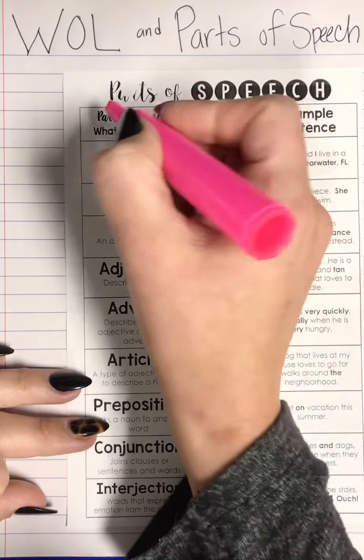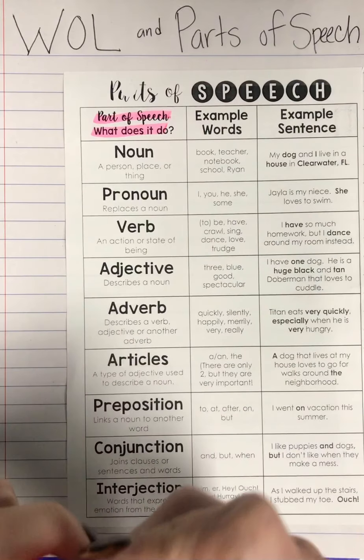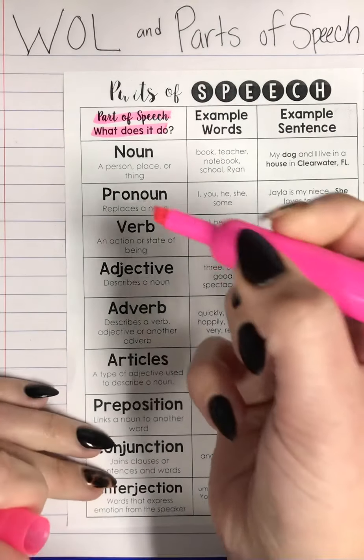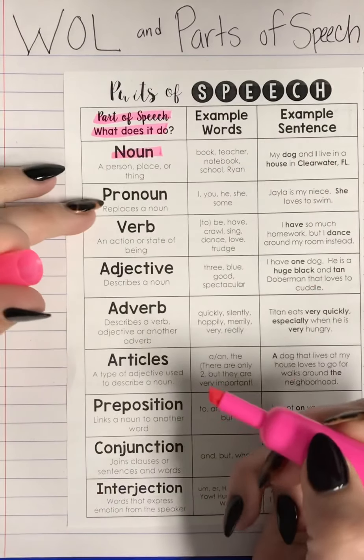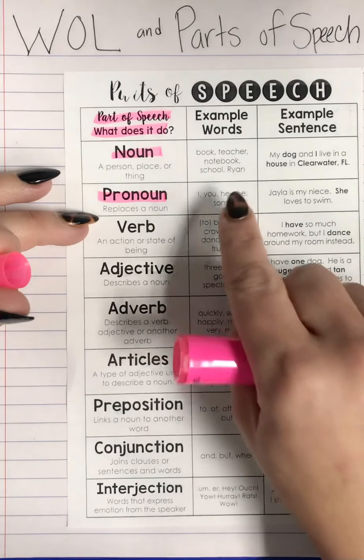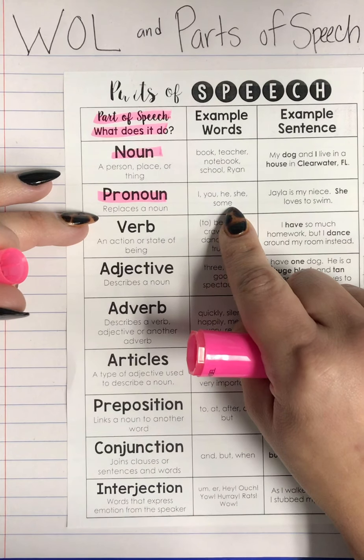So I've got my highlighter. So part of speech, what does it do? Well, a noun, we know, is a person, place, or thing. A pronoun replaces a noun, right? It's more specific: I, you, he, she, or some.